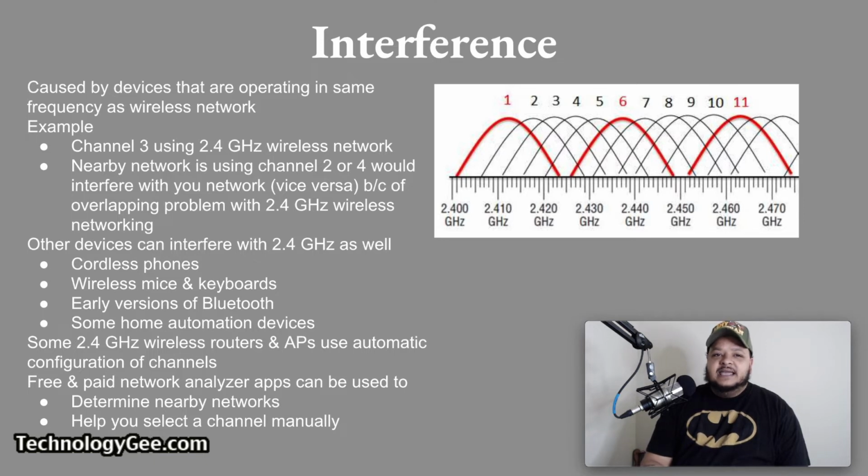Other devices that can interfere with the 2.4 gigahertz network include some types of cordless phones, some wireless mice and keyboards, early versions of Bluetooth, and some types of home automation devices. Some 2.4 gigahertz wireless routers and access points use automatic configuration of channels in an attempt to avoid other nearby networks. Free and paid network analyzer apps for computers and mobile devices can be used to determine the channels in use in a nearby network and help you select a channel manually.